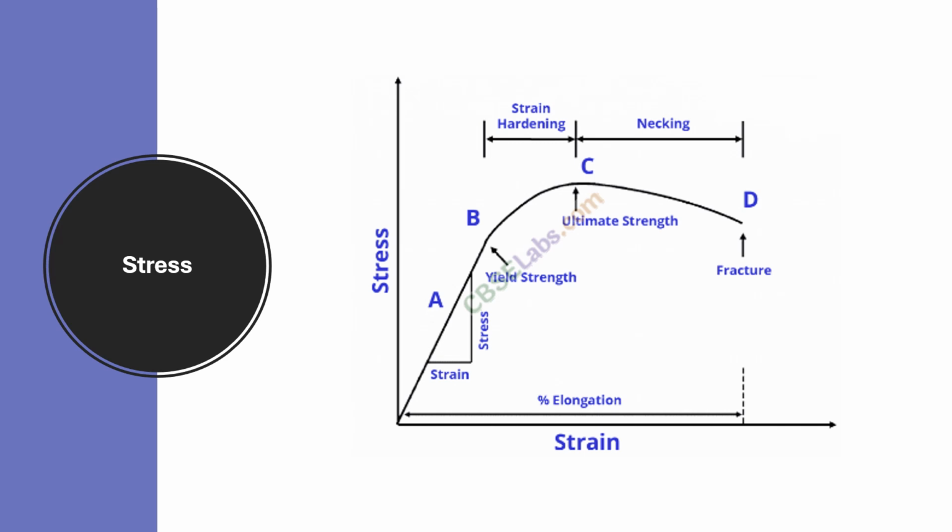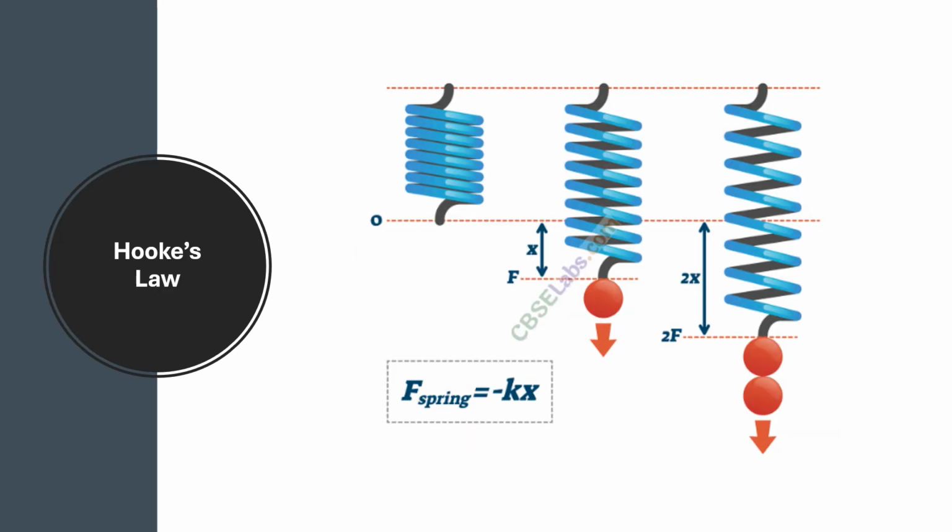Strain. It is defined as the ratio of the change in size or shape to the original size or shape. It has no dimensions, it is just a number. Strain is of two types. Longitudinal strain: if the deforming force produces a change in length alone, the strain produced in the body is called longitudinal strain or tensile strain.